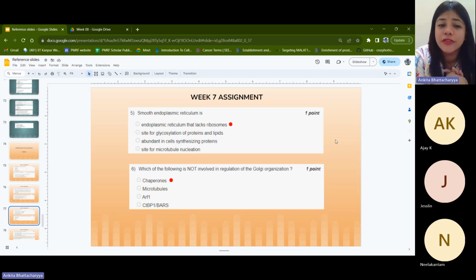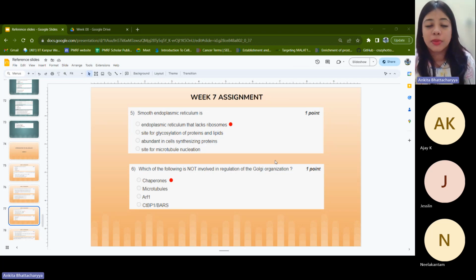And fourth is the site for microtubule nucleation. We had seen that Golgi is in fact capable of doing that, and Golgi-anchored microtubules are also a subclass that we had looked at. Therefore, from these 4 options, the correct alternative seems to be that the SER is just the endoplasmic reticulum that lacks ribosomes. So yeah, that was question 5.